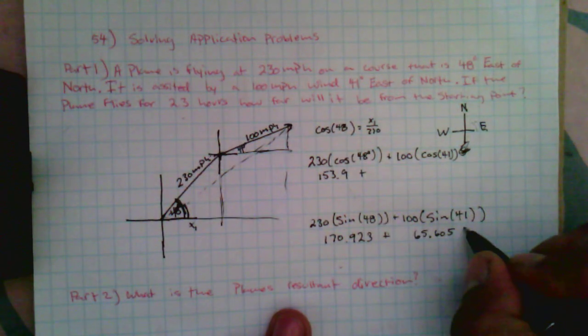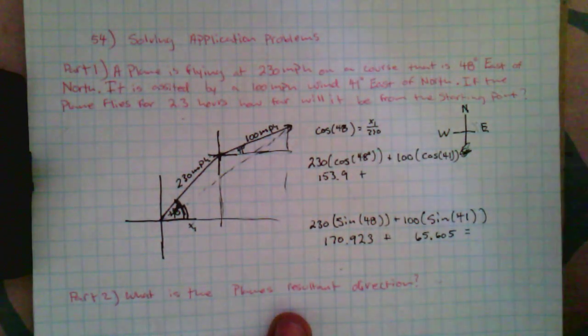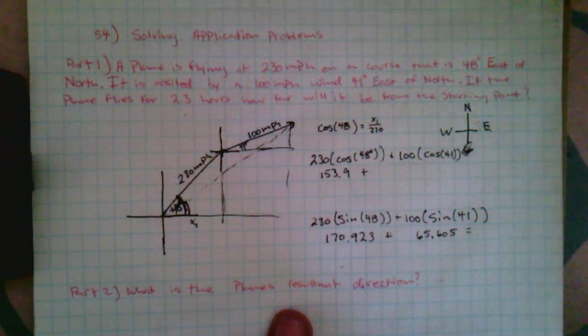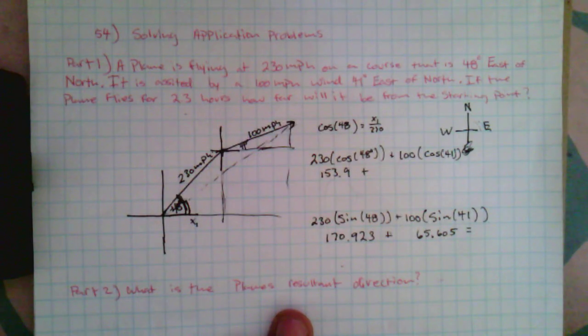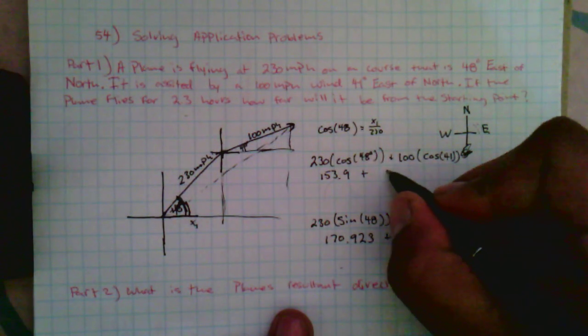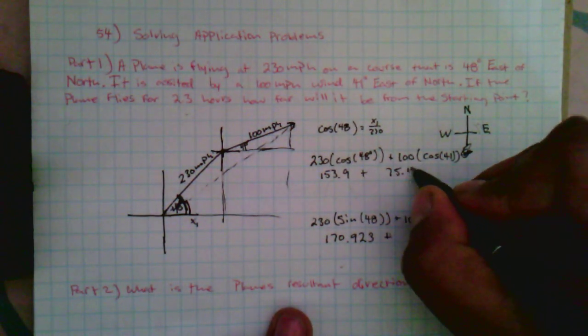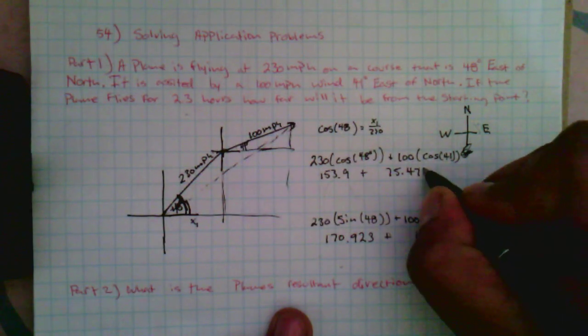And again, those get added to equal. And then the last one is going to be 100 cosine 41, which is 75.471 if you round the 09.